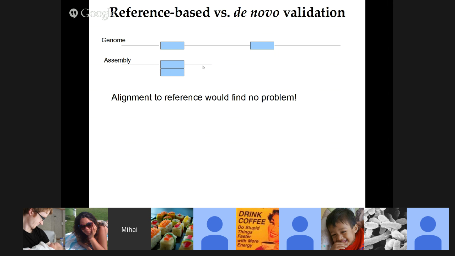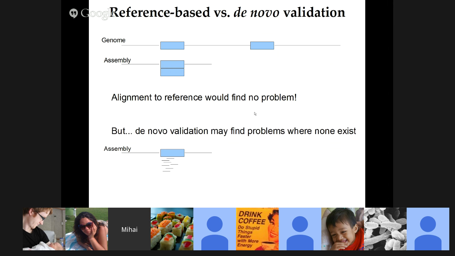That there's nothing wrong with the assembly. So I might not see, but just by mapping the contig to a reference, I might not flag this as a mistake. But I also find out that the opposite can happen, where the de novo validation, where my assembly is correct, I only have one copy of this repeat in the right place in the genome, and yes, the reference-based validation says there's no mistake.